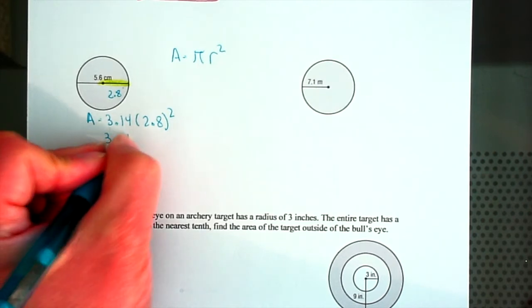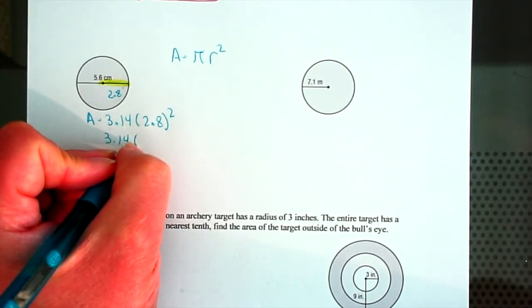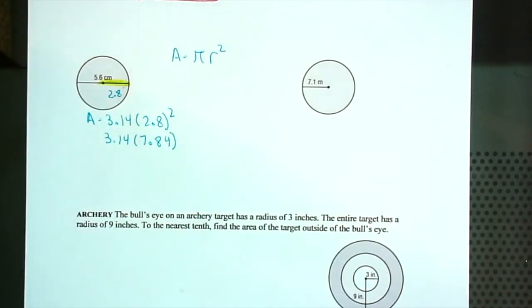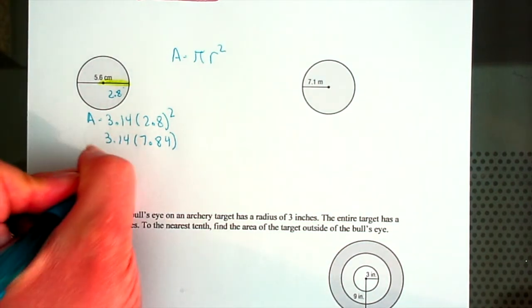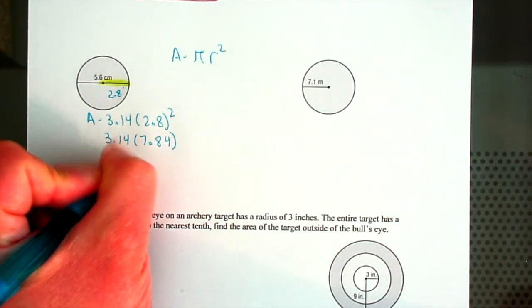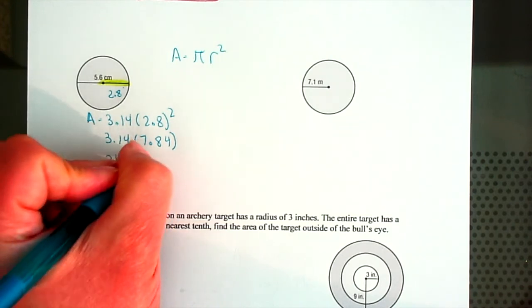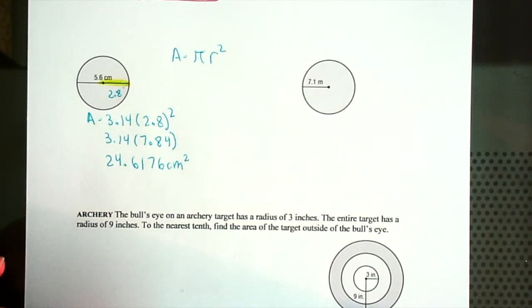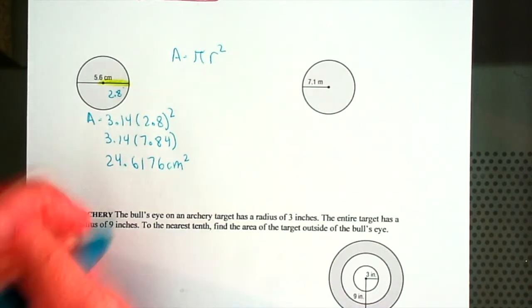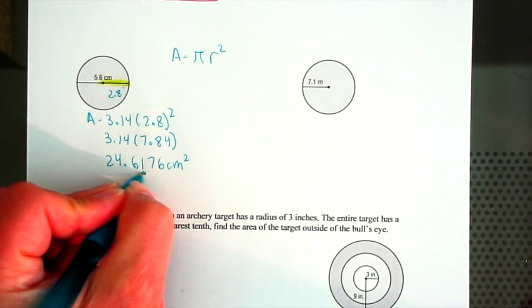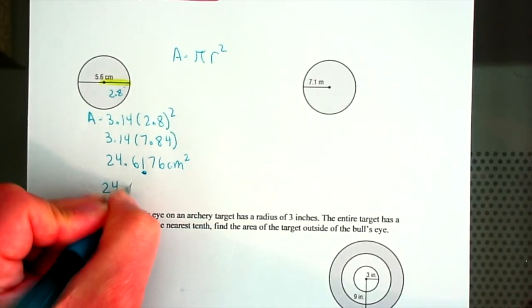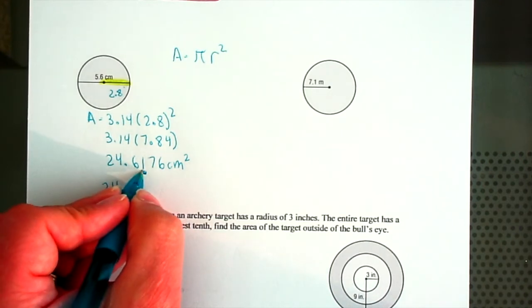So I get 3.14 times 7.84. Multiply those two together, I get 24.6176 centimeters squared. Now here's where it's the nearest hundredth, so I want two places behind the decimal. So I want the 24.6, but I need to figure out, is this going to be a 1 or a 2?